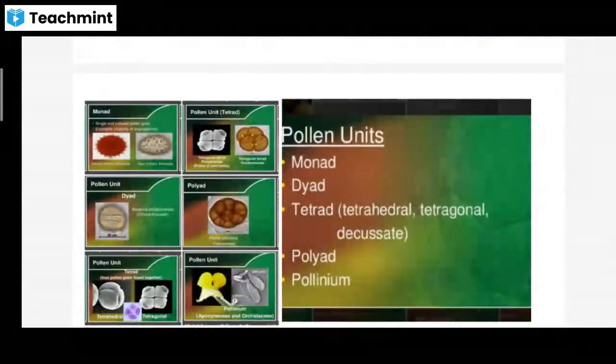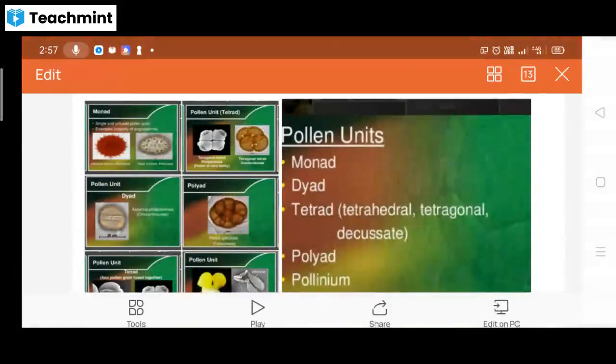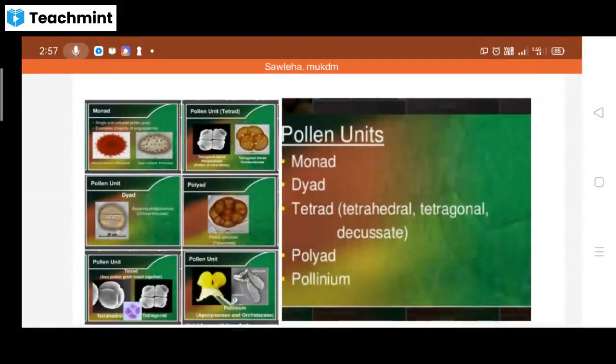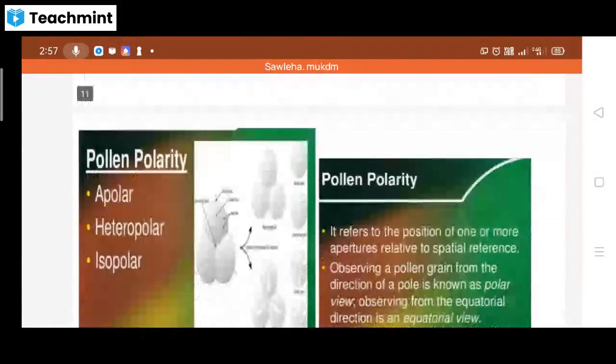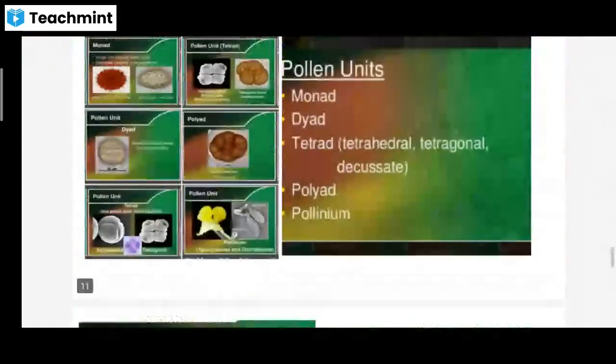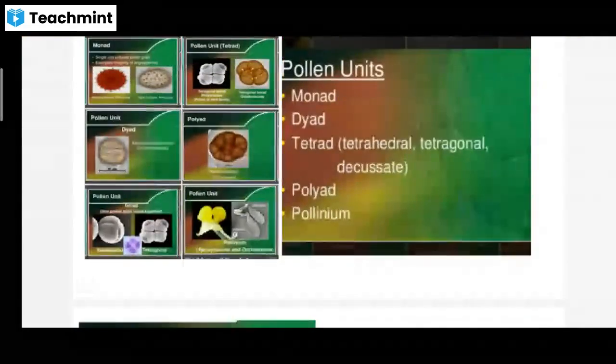Sporogenous tissue of the anther divides mitotically to form 4 pollen grains, called a tetrad, and this is a pollen unit. It may be a monad, meaning single and free pollen grains like Hibiscus, and dyad, meaning two parts of pollen grains like Chloranthaceae family members. Tetrad, like a tetragonal tetrad in mint family members.